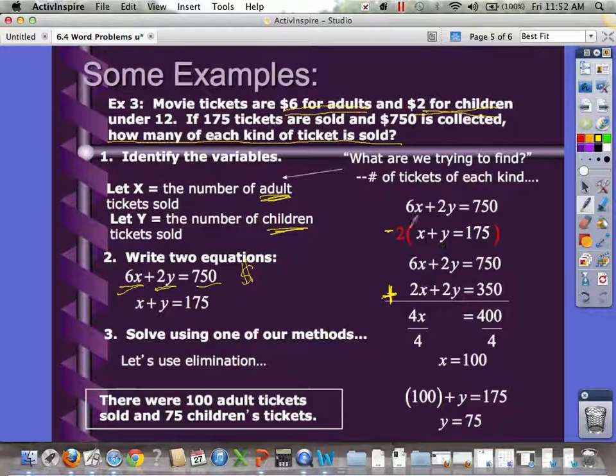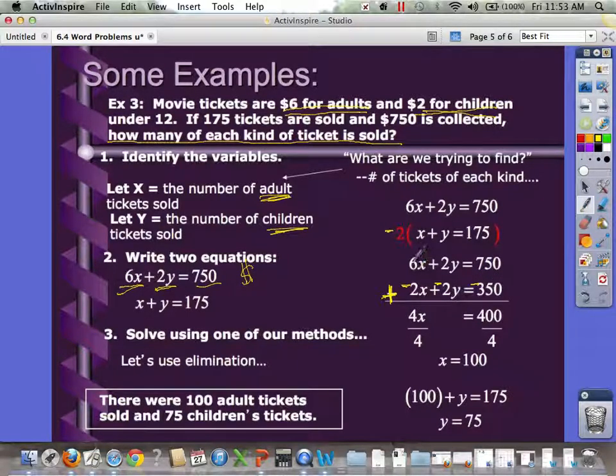If I multiply by a negative 2, that will give me a way to get rid of the y's. I'm just rewriting the top equation again, and I'm going to have now a negative 2x, a negative 2y, and a negative 350. So we multiply by a negative to get opposite signs, and then we make it a big addition problem. I ended up with 6x plus 2y equals 750. The top equation didn't change. The bottom one's negative 2x, negative 2y, negative 350, and make it addition.